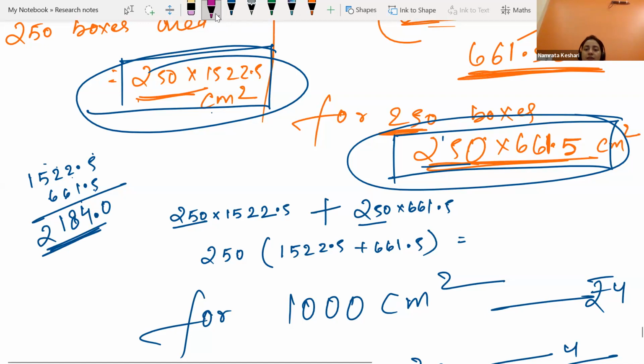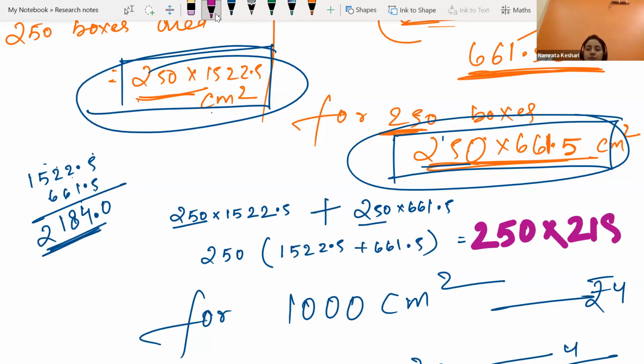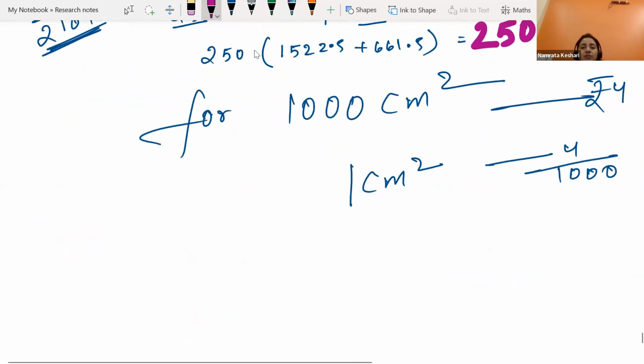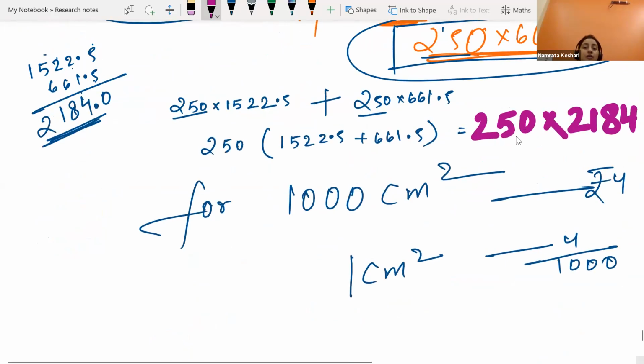So we are getting 250 is already there, and in the bracket we are getting 2184. If you want, do the multiplication. If you don't want, keep it like this, because now only we'll be doing the simplification. This is the total area which is required for the cardboard. Totally this much centimeter square of cardboard we'll be buying, so that we can make everything, 250 bigger boxes, 250 smaller boxes.